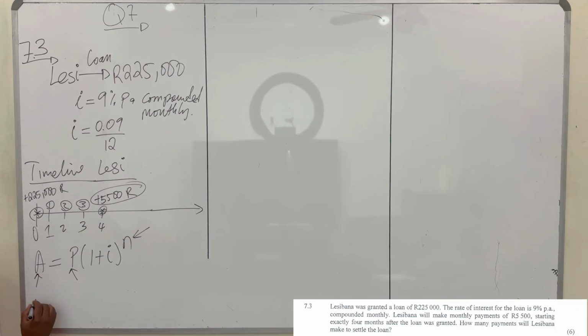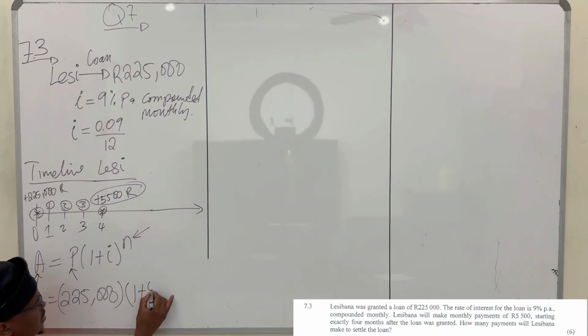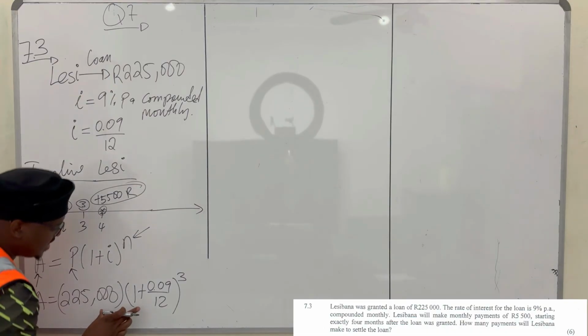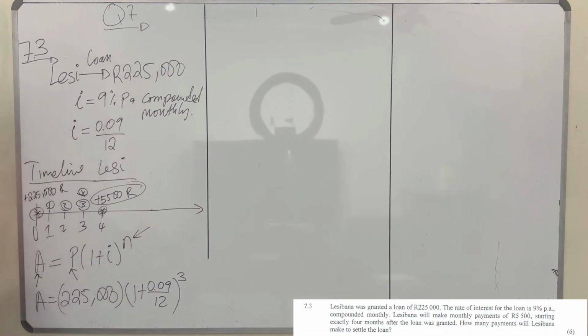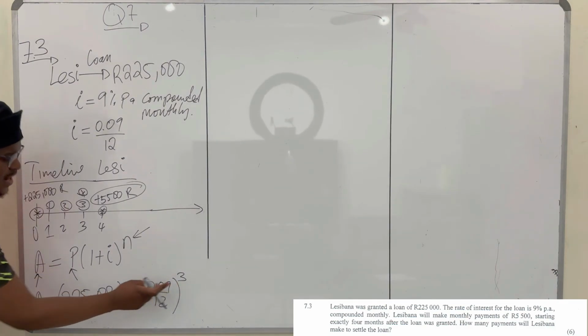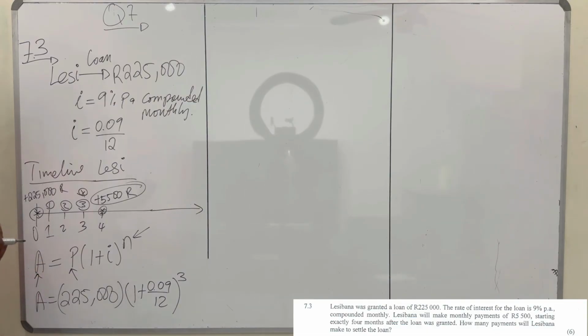So here's what you need to know. I'll calculate in a funny way, but the same way. A is equal to P, which is the amount she took out for the loan, 225,000, times 1 plus 0.09 over 12, raised to 3. The answer you will get here is the balance at the end of the 3rd month, because I raised it to 3 since she missed 3 payments.